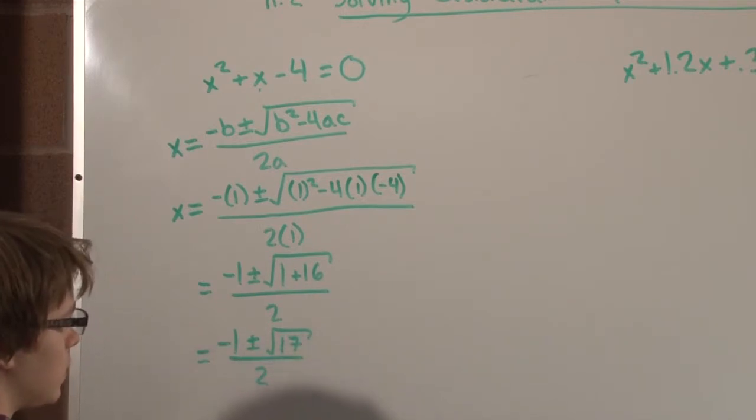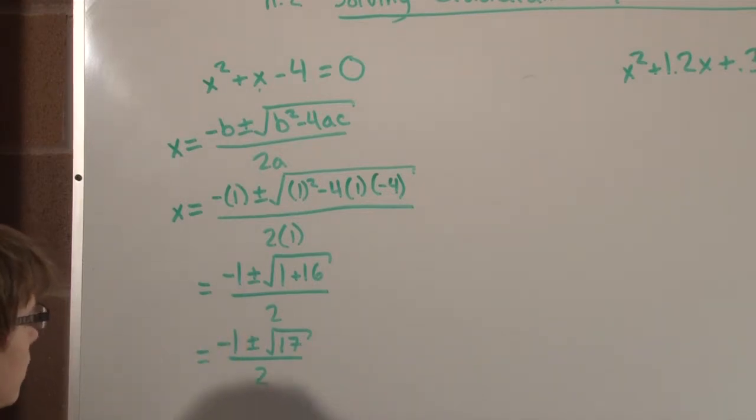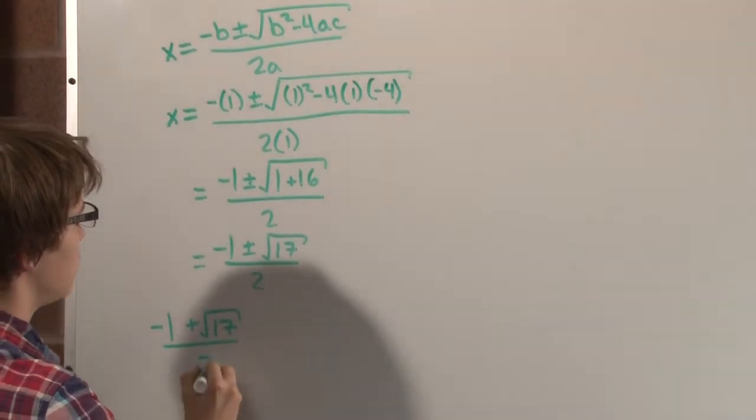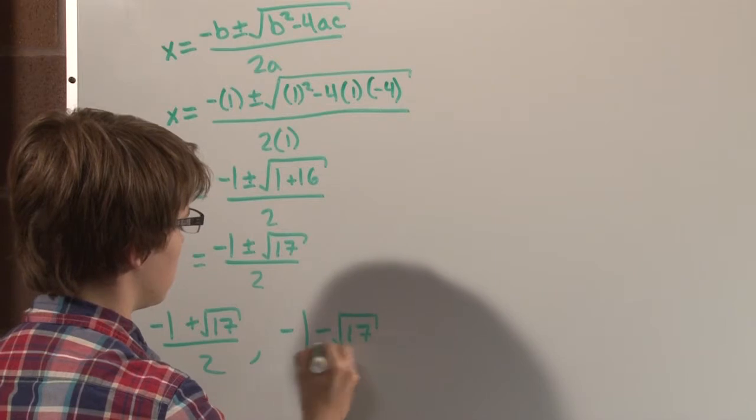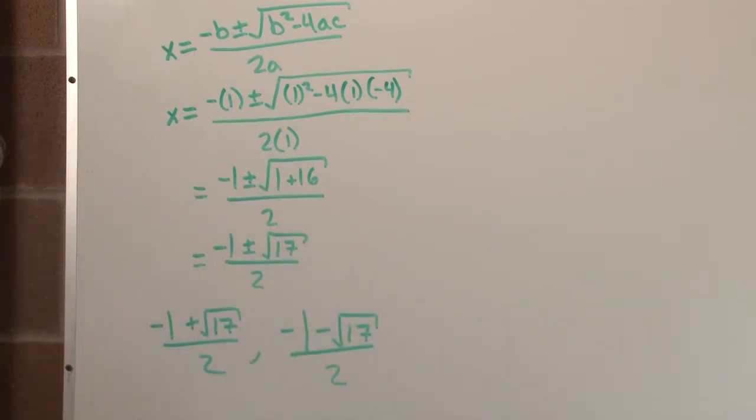And if we're going to write this as 2 different solutions, we just break up this plus and minus. So we can write negative 1 plus the square root of 17 over 2 and negative 1 minus the square root of 17 over 2. All right, so let's move on to this example.